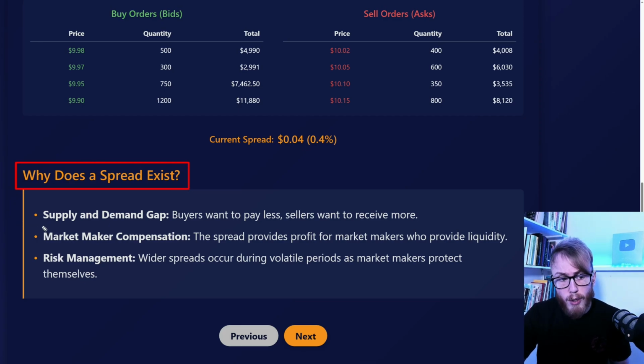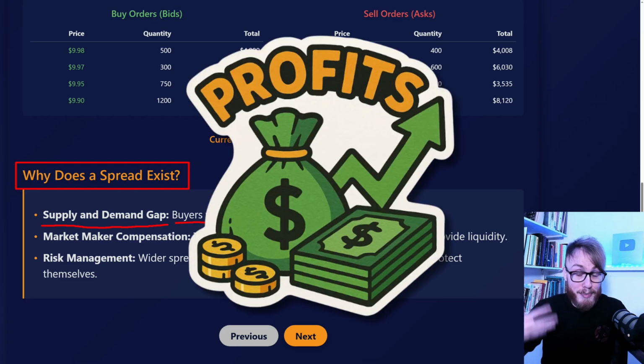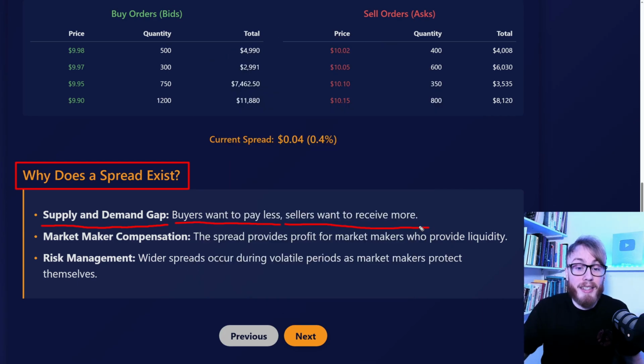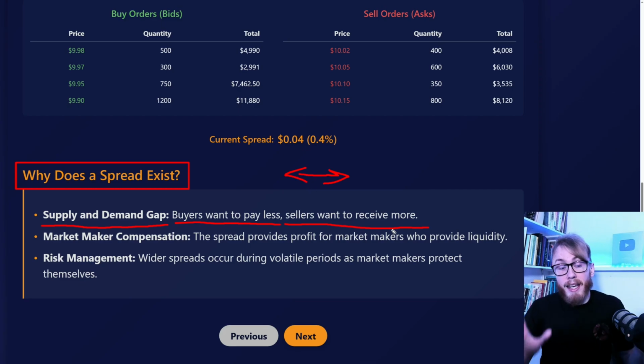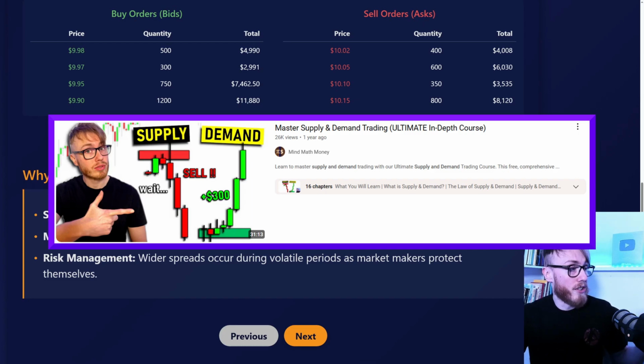But alright, so now why does a spread even exist in the first place? Well, first of all, we need to notice that this is a supply and demand gap. Buyers want to always pay as little as possible. Sellers want to get as much money as possible for what they sell. And this can create this gap. And by the way, guys, if you want to learn more about supply and demand, I do have a full supply and demand course right here on YouTube. So I highly recommend to check that one out after this video.